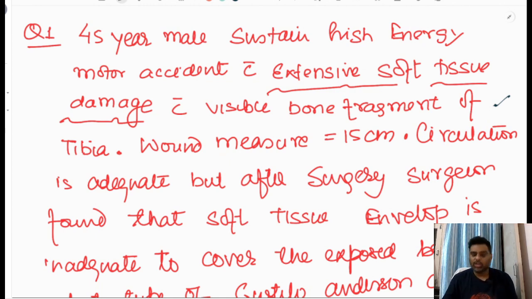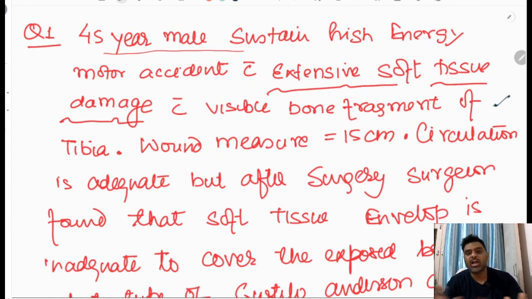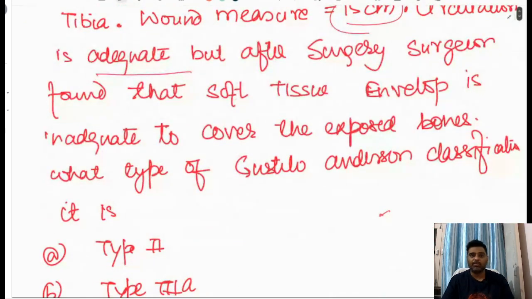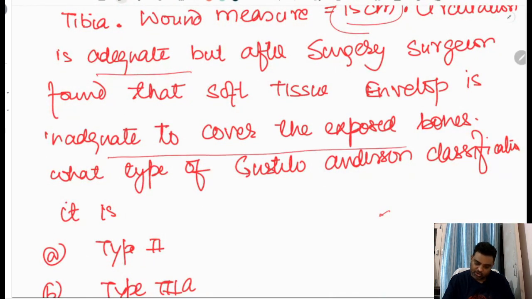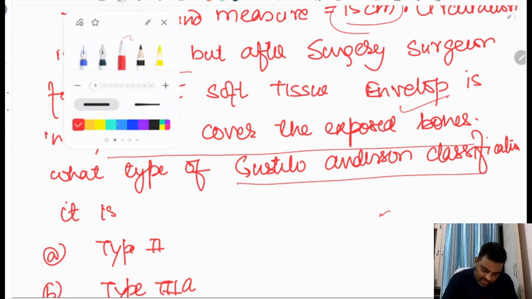So now if you see, there is a 45-year-old male who sustained a very high-energy motor accident with extensive soft tissue damage, with a visible bone fragment of the tibia, and the wound measurement is 15 centimeters. Circulation is adequate. This is very important. But after surgery, the surgeon found that the soft tissue envelope is inadequate to cover the exposed bone. What type of Gustilo-Anderson classification is this? So actually it is asking about the Gustilo-Anderson classification.